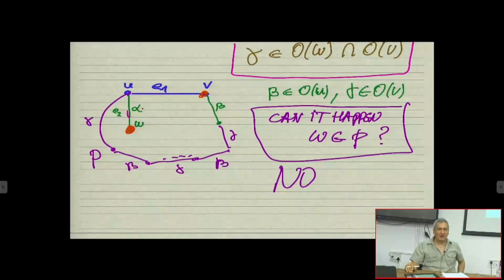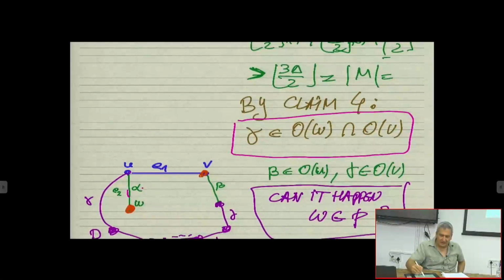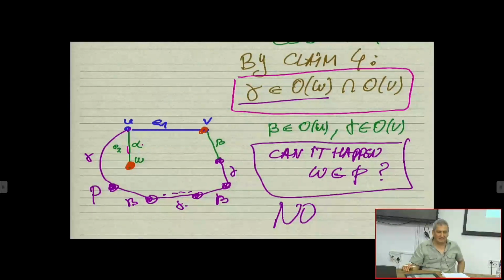What is the reason why not? Look, at every intermediate vertex here, every vertex is incident to an edge gamma and an edge beta. So if a vertex belongs here, it must be incident with an edge colored gamma. And look here, gamma belongs to OW. So W doesn't belong here. Okay?